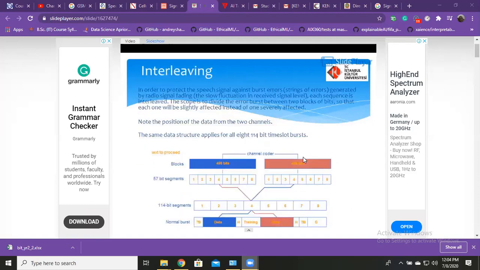Interleaving. In order to protect the speech signal against burst errors, strings of errors generated by radio signal fading, the slow fluctuation in received signal level, each sequence is interleaved.